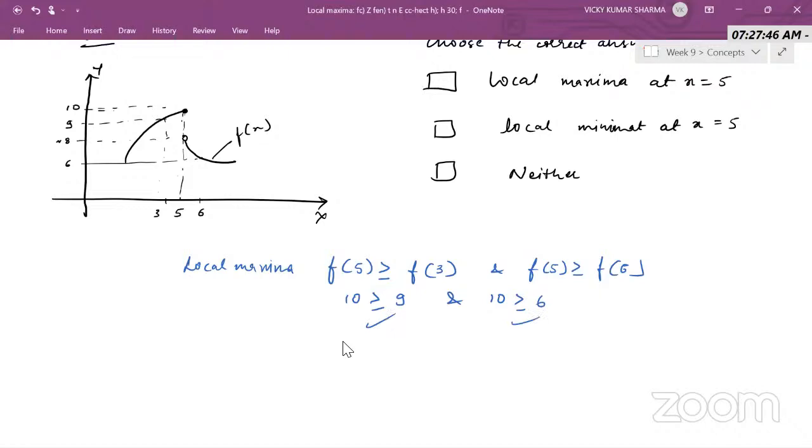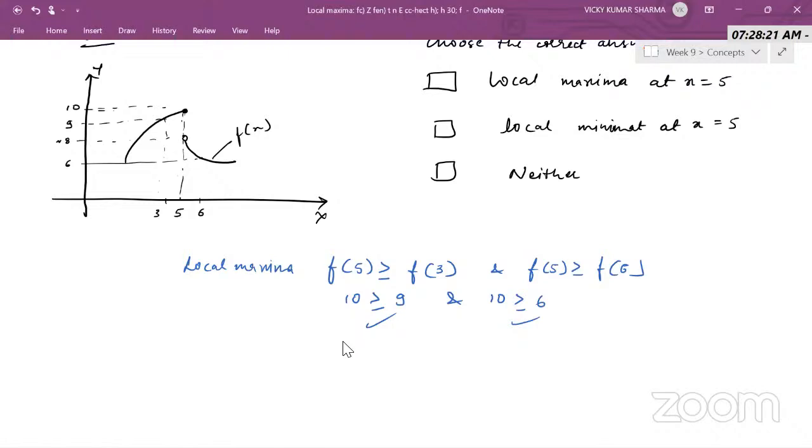So if these two conditions are happening, then I can say that at x equals 5, the local maxima exists. So this is a local maxima. Now look at this function. It is a function, but it is not a continuous function, right? The limit does not exist at 5, and it is not continuous at 5. So it is not differentiable at 5, but still the local maxima condition, or this definition, is fulfilled here.